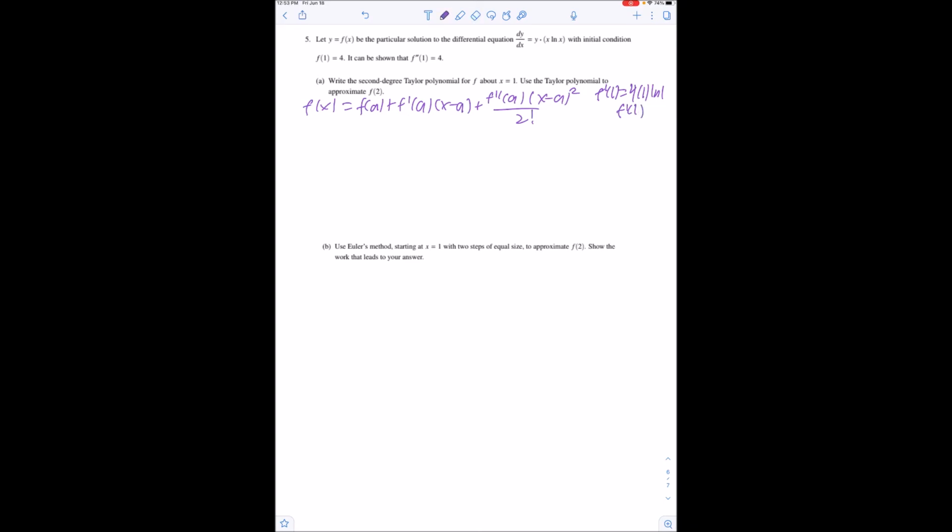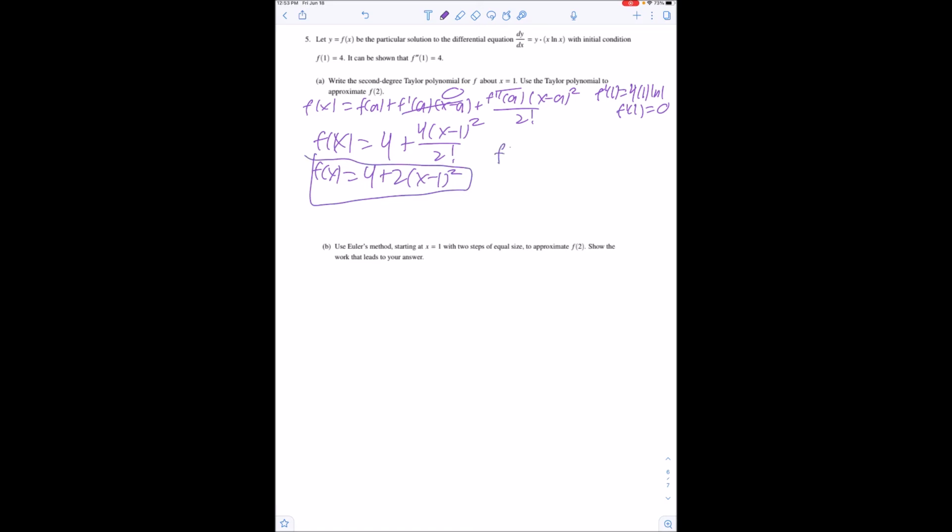Let's write that a little neater. f prime of 1 equals 0. So this whole term cancels out. So f of x equals f of 1, because it's about x equals 1, and f of 1 is 4, plus f double prime of 1, which equals 4 also, times (x minus 1) squared over 2 factorial, and that leads to f of x equals 4 plus 2 times (x minus 1) squared.